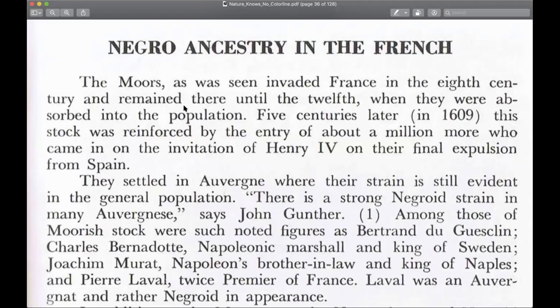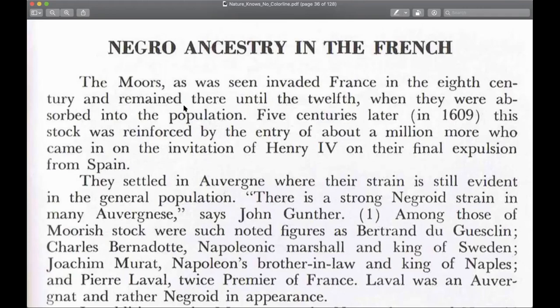All right, five centuries later in 1609, now pay attention to this part. Remember the French Huguenots, right? Who were the French Huguenots? It says here in 1609, this stock was reinforced by the entry, what stock? A Moorish stock, Negro stock, right? Moorish stock was reinforced by the entry of about a million more, who came in on the invitation of Henry IV on their final expulsion from Spain. All right, their final expulsion, ever since the 1300s, even up to 1492, and even after that. And this was their final, okay, you guys got to really get out of here and leave.